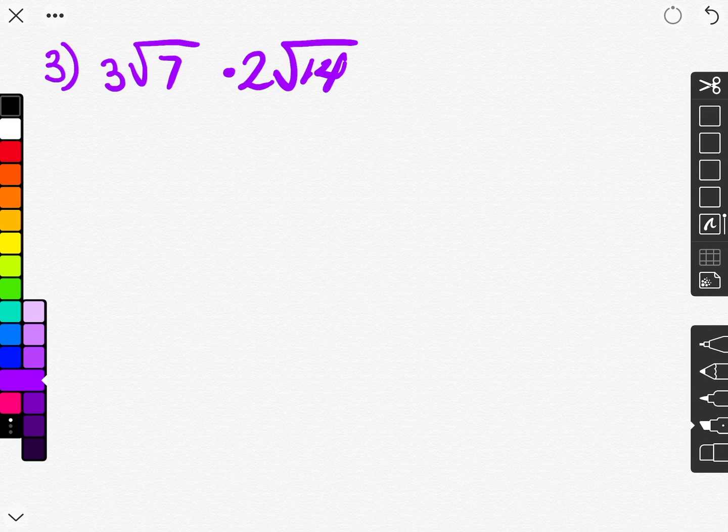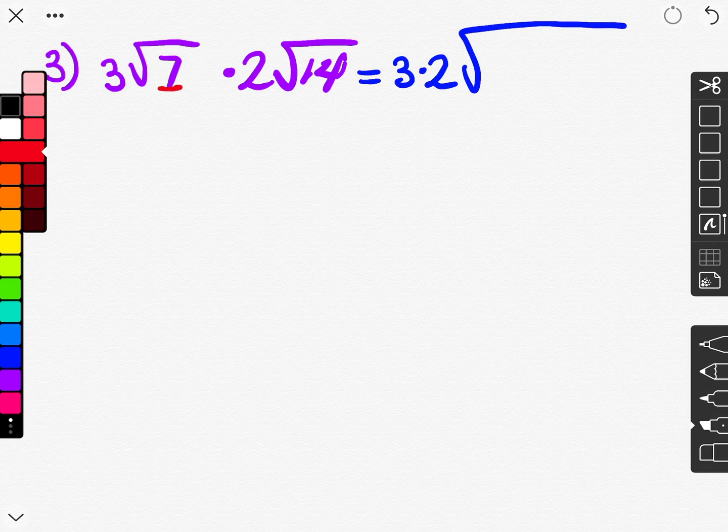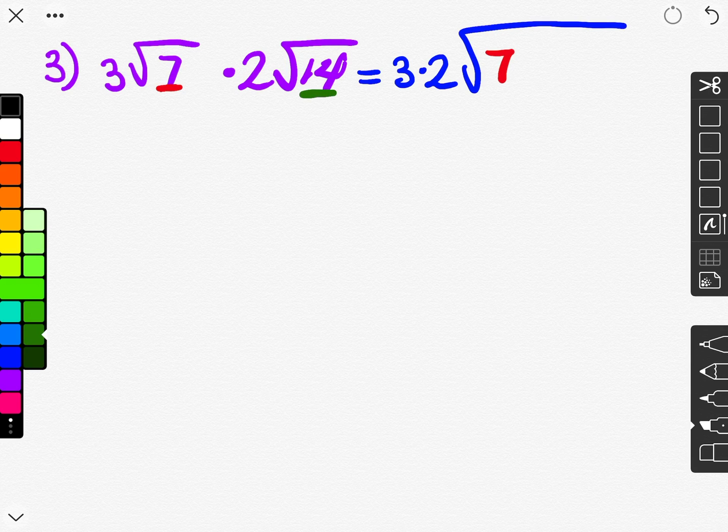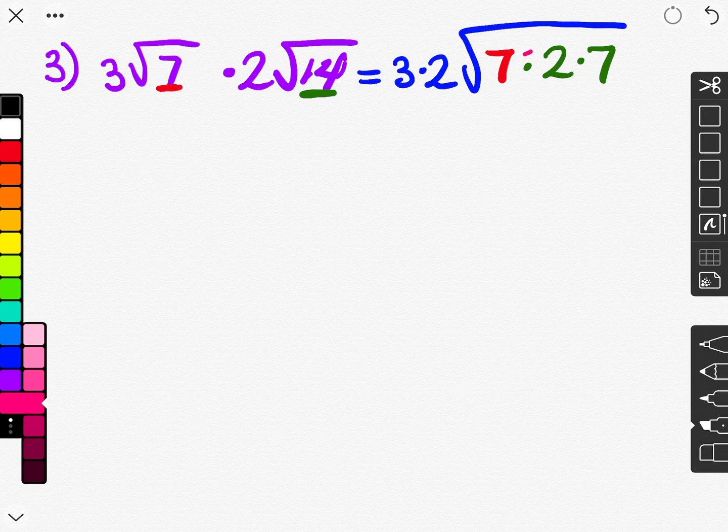Okay, keep in mind the rules. Again, the rules are outside times outside, inside times inside. Outside times outside is 3 times 2. Now you could write the 6 if you want. And then on the inside, again, I'm not going to actually multiply them. I'm just going to write them as factors. So a 7. And then the 14 can be written as 2 times 7. We look for our pairs. Again, remember, they don't have to be right next to each other as long as it's all multiplication. So this group of 7 can come out.